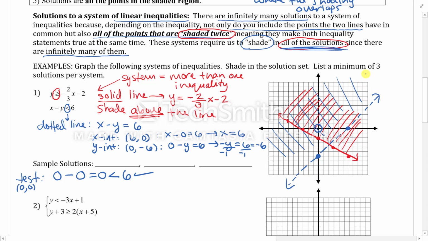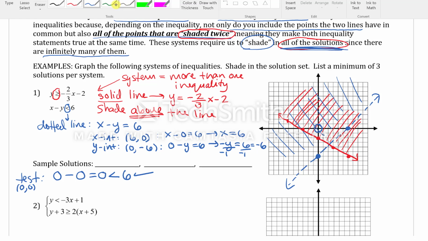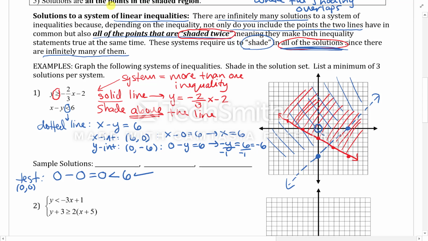And then now it becomes really obvious to me where all of my solutions are. So the part that would be shaded twice, so to speak, is right in here. It's the part that stays above both of the lines. This part that I'm shading in green would be considered my area. The area or the pool upon which I can grab all of the infinitely many solutions. They would all be somewhere in here.